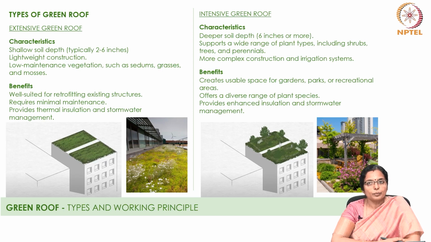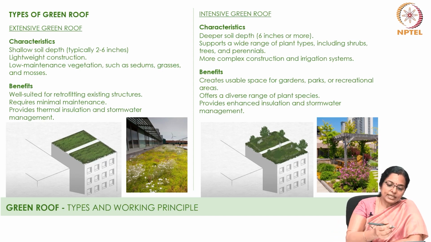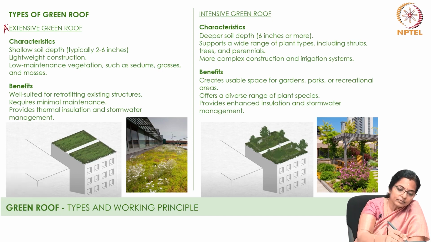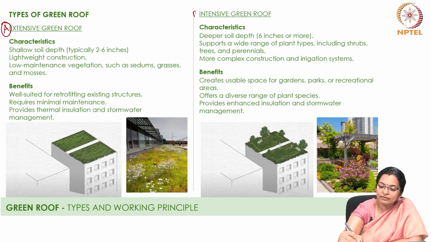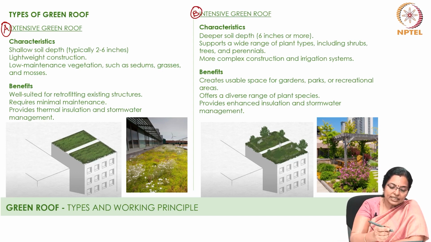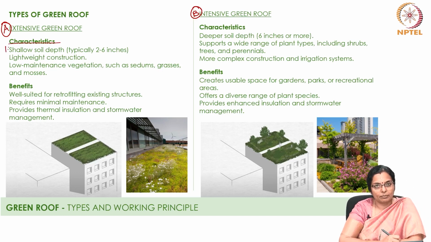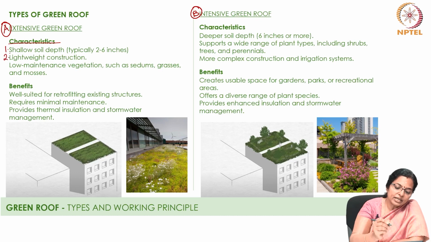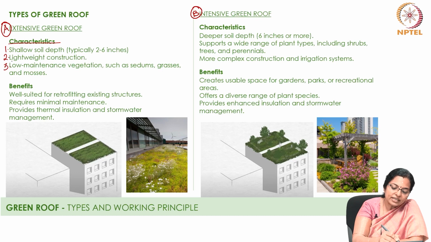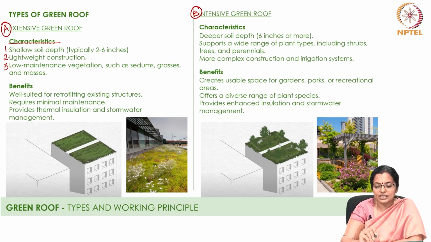There are two major types of green roof. One is the extensive green roof and the intensive green roof. Extensive green roof is characterized by the following. It needs shallow soil depth, typically 2 to 6 inches. It can be done on lightweight construction. It has low maintenance vegetation such as sedums, grasses and moss.